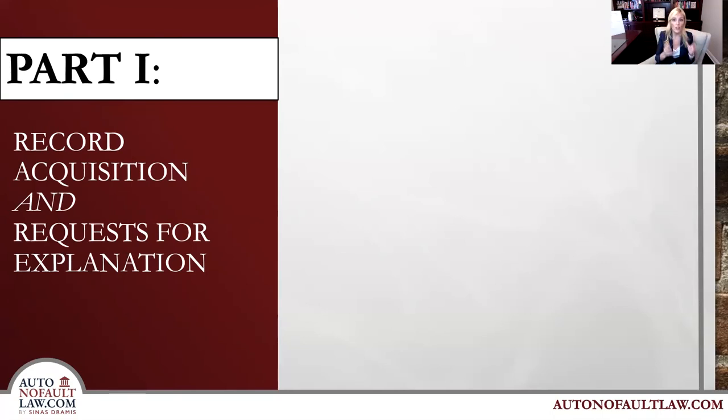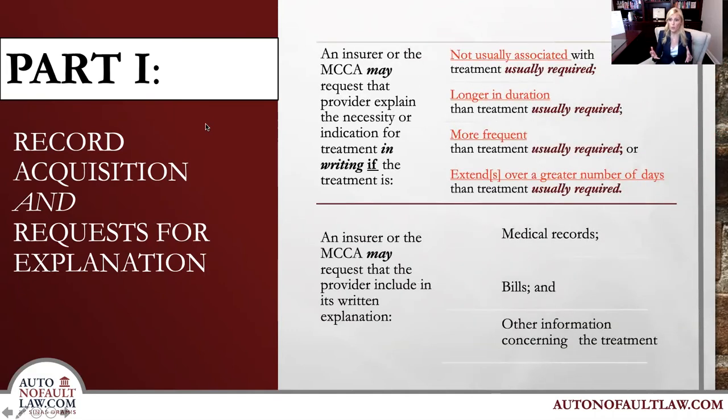But let's get started with understanding the first stage of that process, which involves record acquisition and request for explanation. Under the new utilization review rules, which you can find on our website on ANFL.com, and which I encourage you to read, an insurer or the Michigan Catastrophic Claims Association may request that a medical provider explain the necessity, need, or indication for treatment in writing if the treatment falls into any one of these four categories. Either that it's not usually associated with treatment that would usually be required, it's longer in duration than, more frequent than, or extends over a greater number of days than the treatment which is usually required.